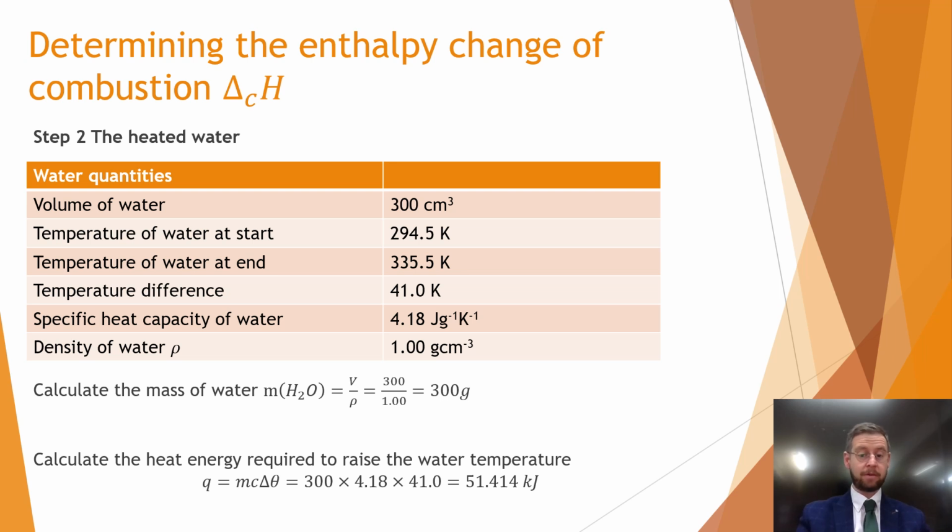And so with the volume of the water and the density of water, we can work out how much mass it had. Volume divided by density will give you the mass. And so there we go, 300 divided by 1 equals 300 grams, no surprises there. So now we would put this into the heat equation, Q equals mc delta theta, to have 300 times 4.18 times 41. And so we get an amount of energy input into that water of 51.414 kilojoules.